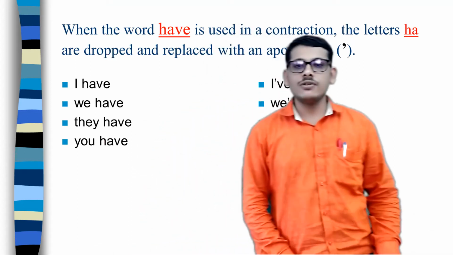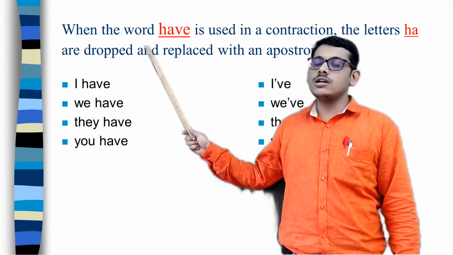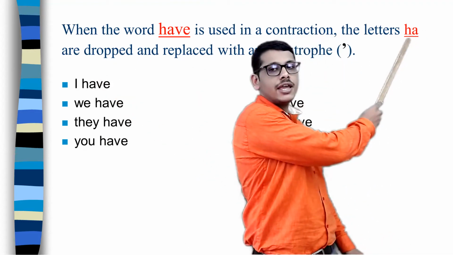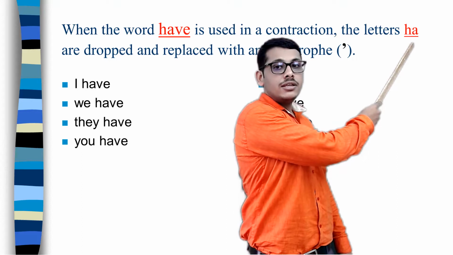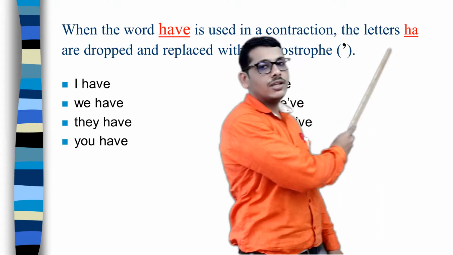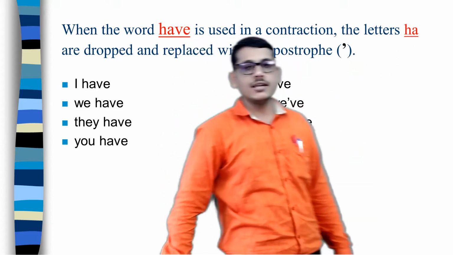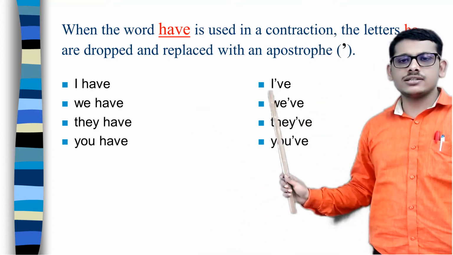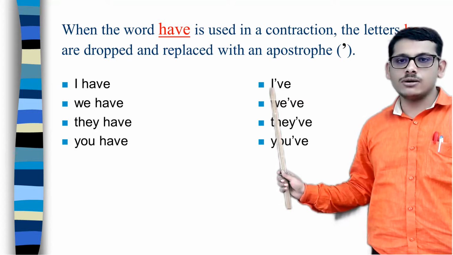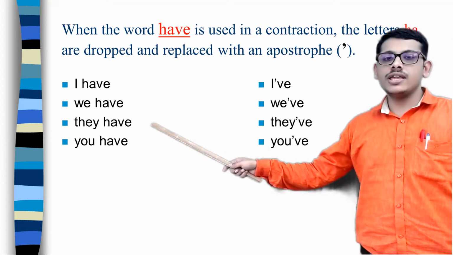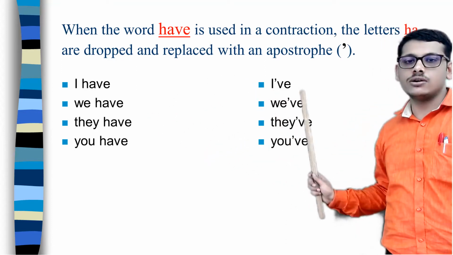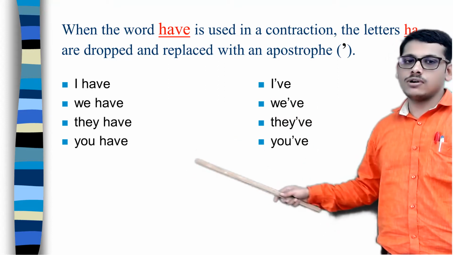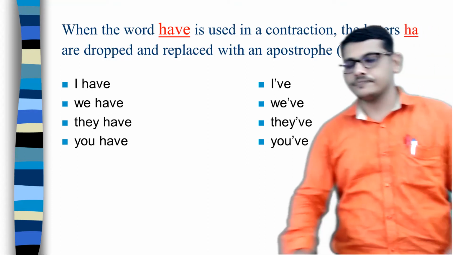Now, let's have a few more examples. When the word have is used in a contracted form, we'll drop this HA and instead of HA, we'll use an apostrophe. For example, I have. Instead of saying I have, I can just say I've. I will drop HA. I've. We've. Again, we dropped HA, added an apostrophe, and we've. Same for they've, you've.